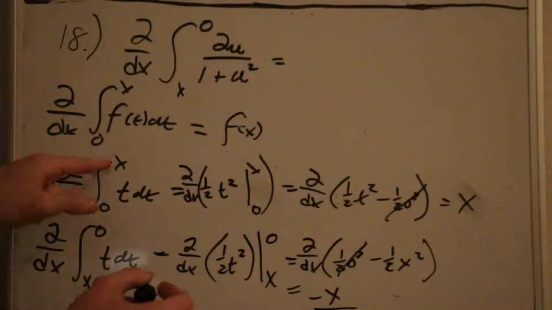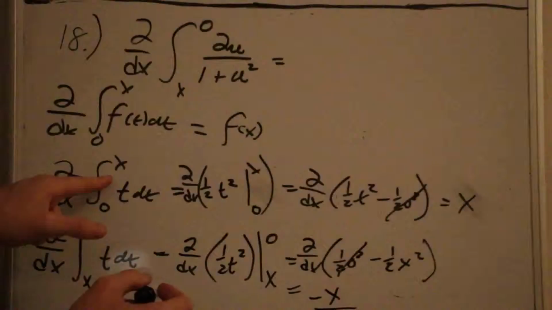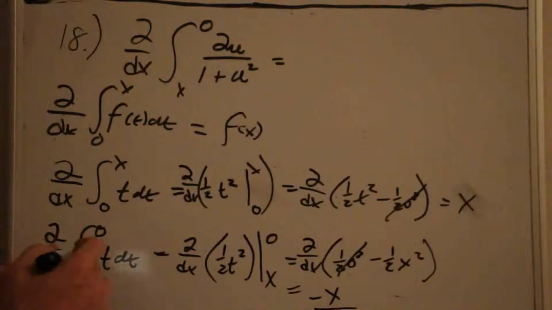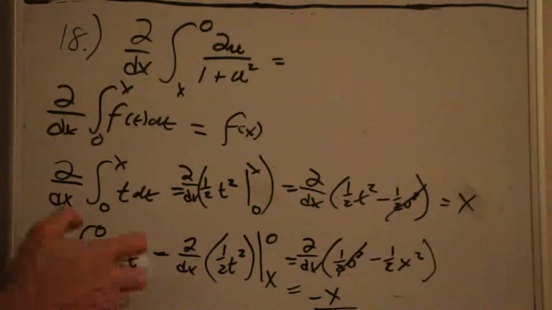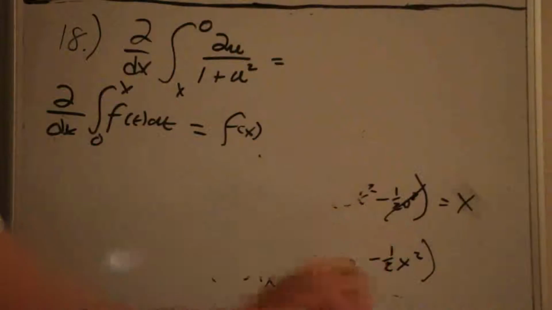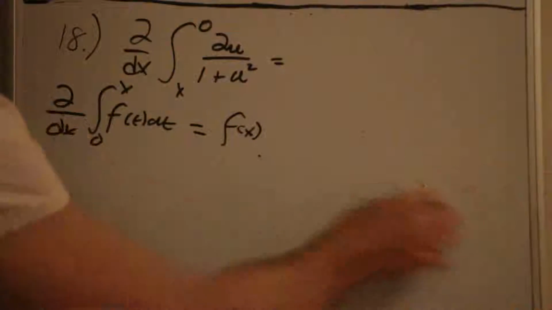So from 0 to x, or any constant to x, I just plug in x. From x to 0, I plug in x, but then make it negative. So that's the only difference, is I just make it negative. Okay? So that's just to explain what I'm doing here.